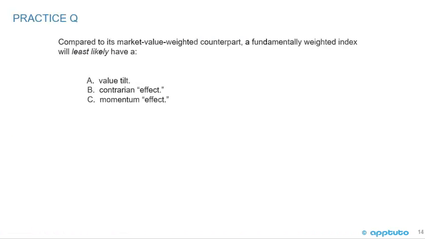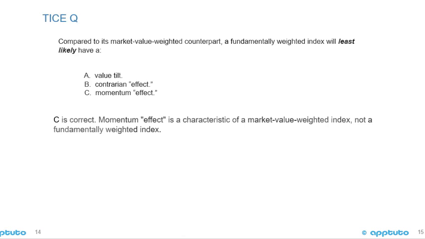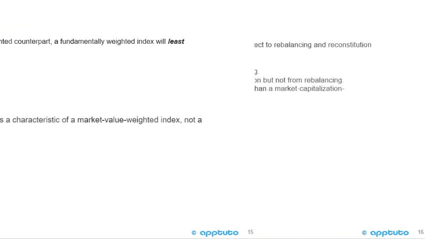Another quick practice question. Compared to its market value weighted counterpart, a fundamentally weighted index will least likely have A, a value tilt, B, contrarian effect, or C, momentum effect. C is correct. Momentum effect is a characteristic of a market value weighted index, not a fundamentally weighted index.